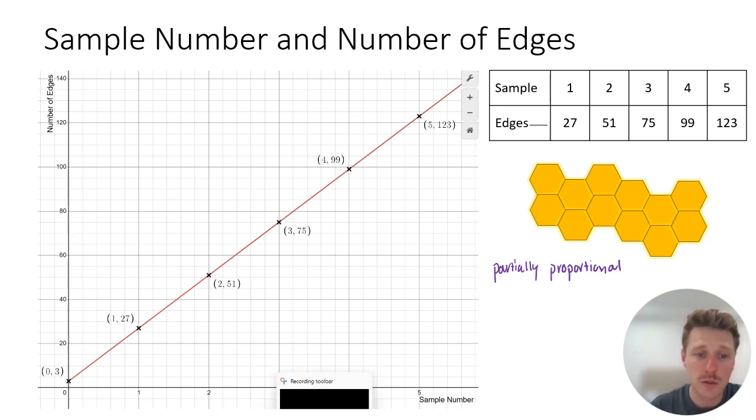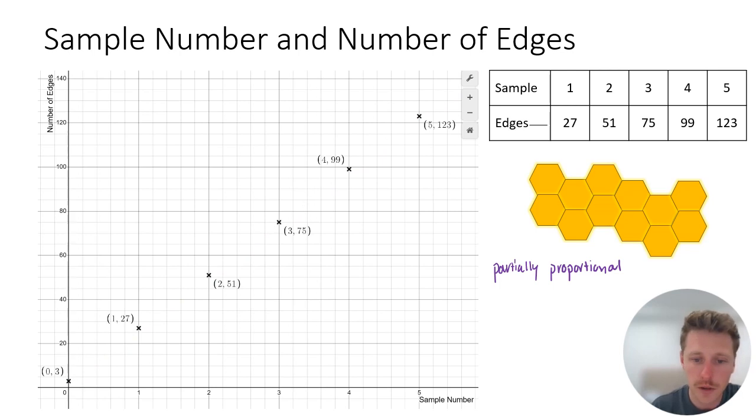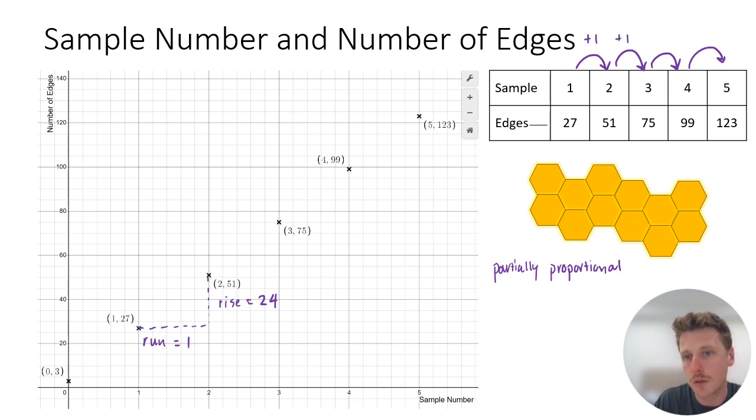Okay, let's see if we can work out the rule. So remember, we said we want to know the gradient. So let's work out this gradient. How much do we go up, and how much do we go across? That's basically going to tell us the steepness of the line. So the rise, from 24 to 51, we've said that a few times now, is 24. The run this time is from 1 to 2, which is just a run of 1. That should make sense. The sample number, as we can see in the table of values, is just going up by 1, plus 1, plus 1, plus 1. So as the sample number goes up by 1, the number of edges is going up by 24.